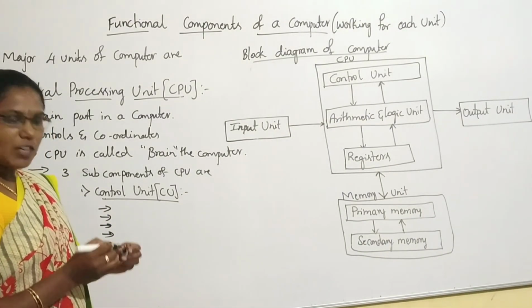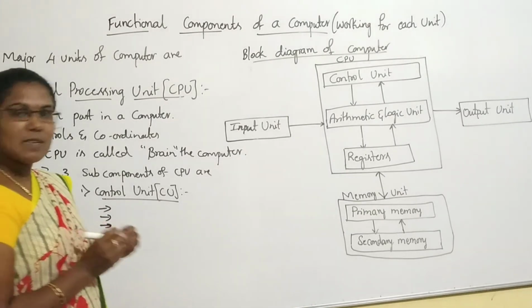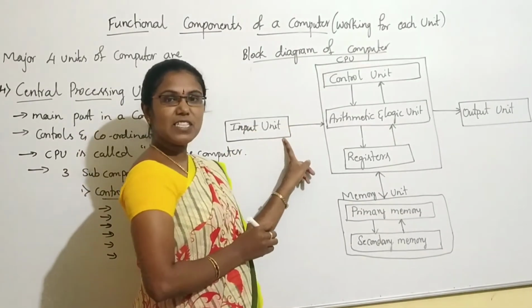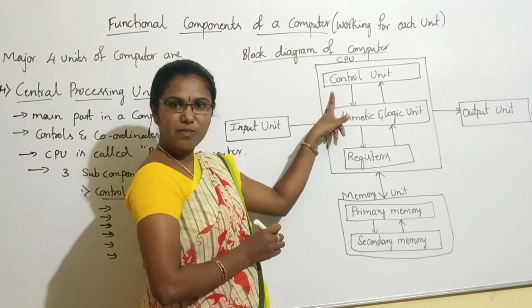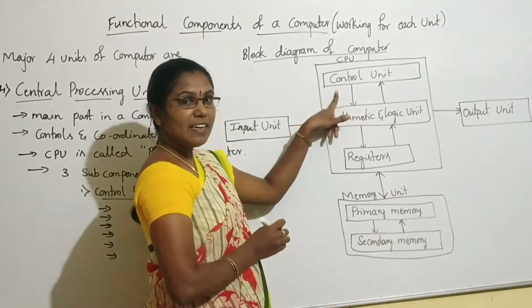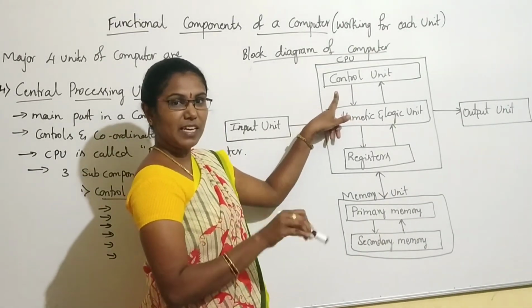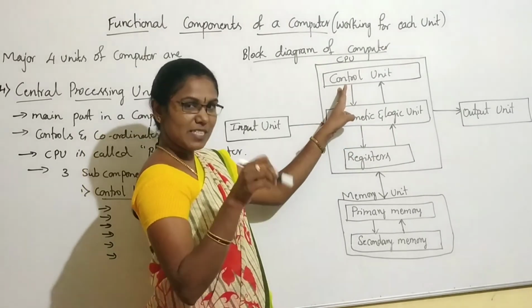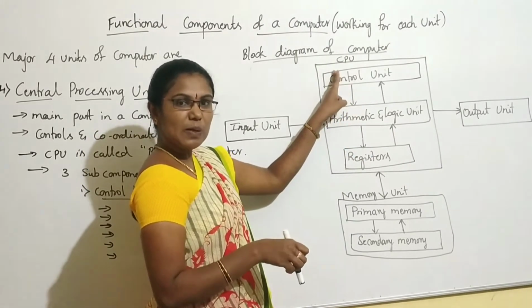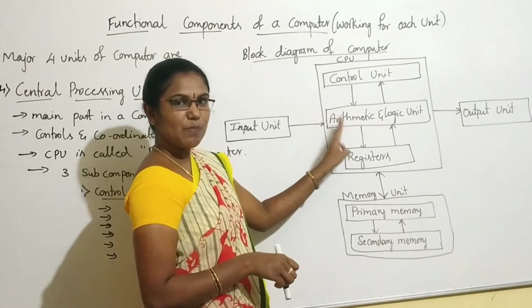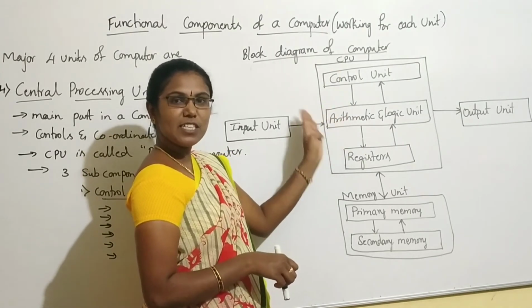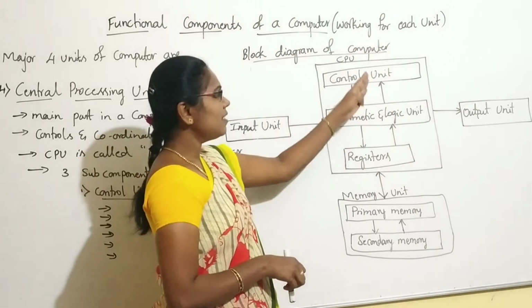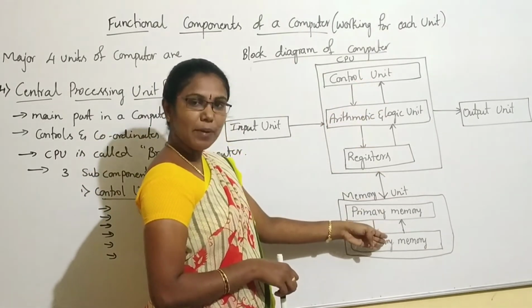So what are the functions of the control unit? First function, it will fetch the data or instructions from the input unit. Second one, it will check whether the instruction has any calculation part or not. Third one, if the instruction has the calculation part, the control unit sends the data to the ALU. Fourth one, if the instruction does not have any calculation, then the control unit sends the data to the memory.